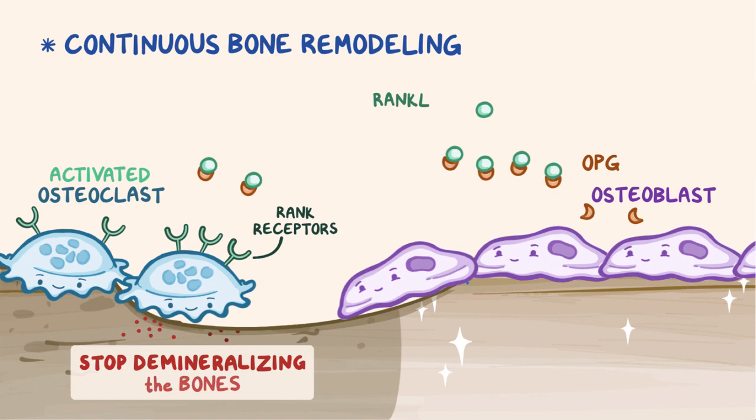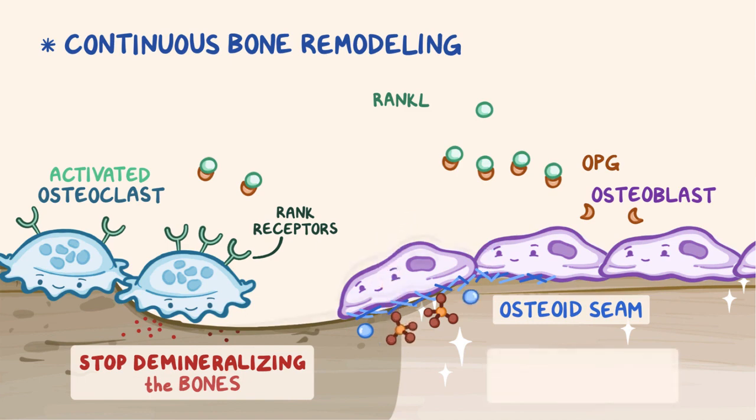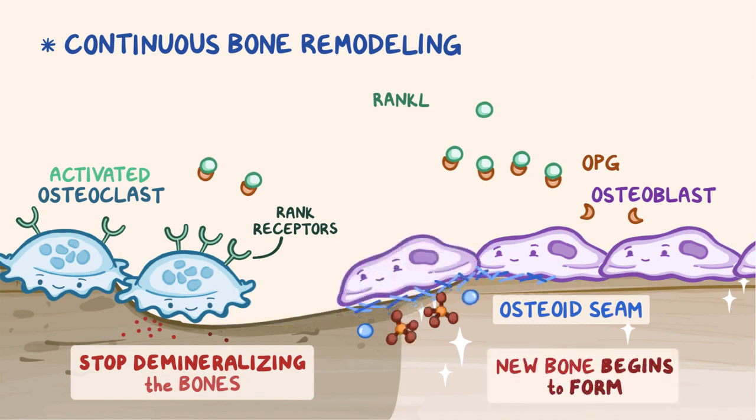Once that happens, the osteoblasts start secreting a substance called osteoid seam, which is mainly made up of collagen and acts like a scaffold upon which calcium and phosphate can get deposited. And that's how new bone begins to get formed again.